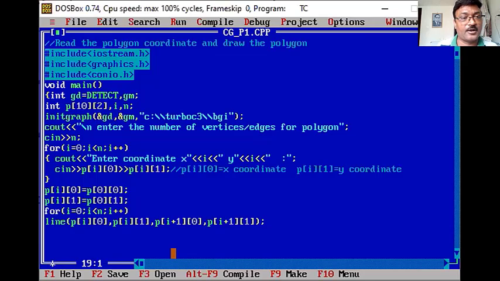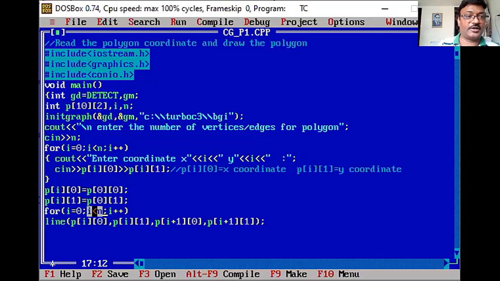Once I becomes 3, suppose I have used the n value 3, and by increasing I becomes 3, so is 3 less than 3? No, so that loop is going to terminate over here. इथे काय होणार, तो loop terminate होणार, means exit होणार आहे loopच्या बाहेर.